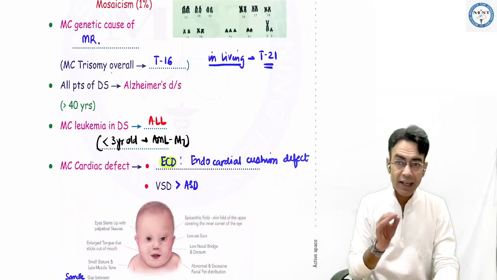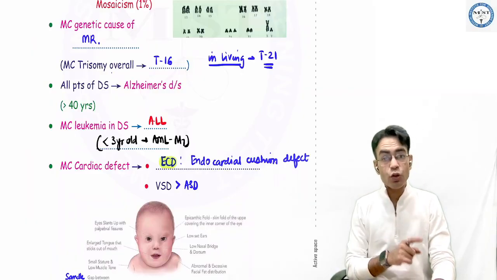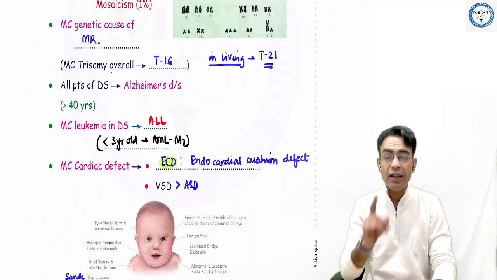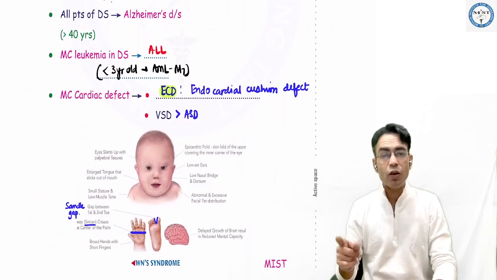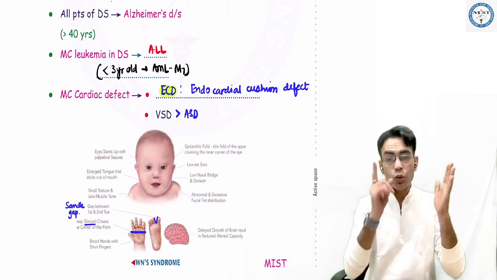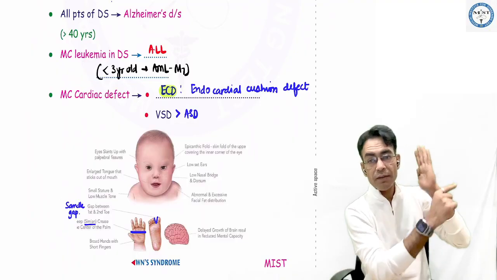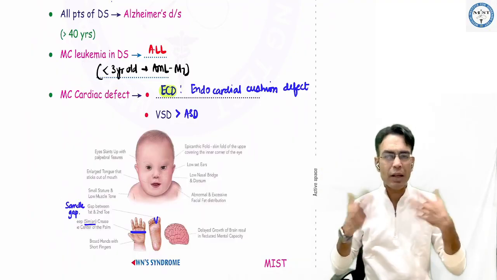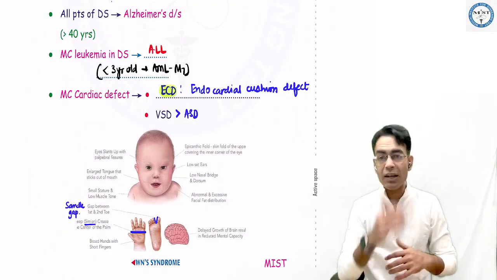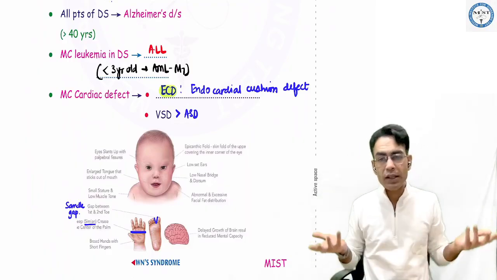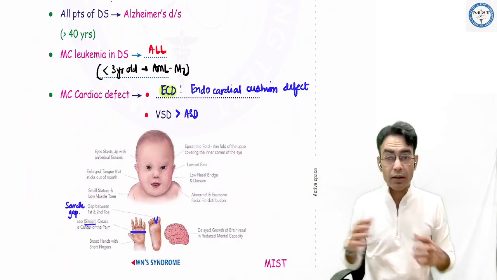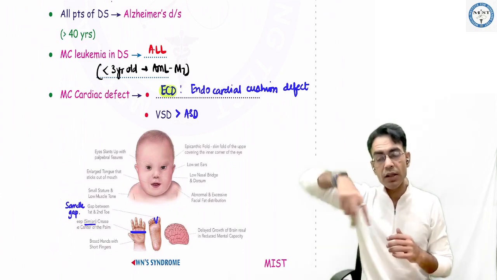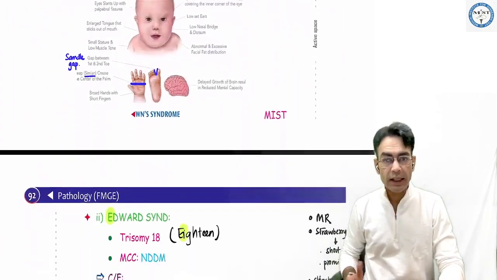Most common leukemia is ALL, but if the child is less than 3 years old, it is AML M7. Most common cardiac defect is ECD. If not given, then VSD, then ASD. Two things you have to see: simian crease and sandal gap. The rest, they're mentally retarded, mongoloid slant, flat nose, glabella, all this you already know. But for question solving, this will be important: simian crease, sandal gap, ECD, like that.